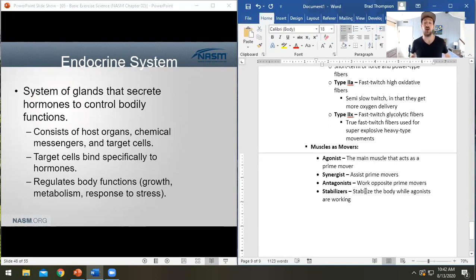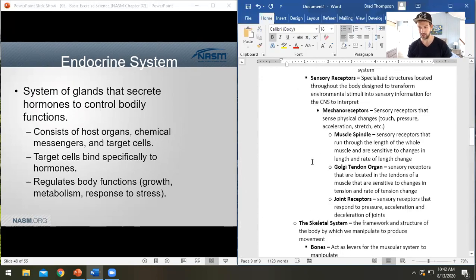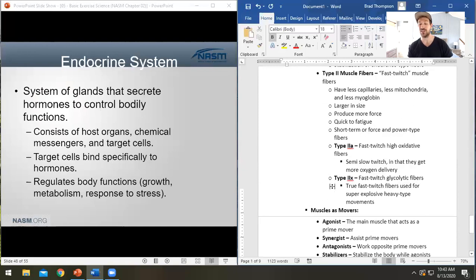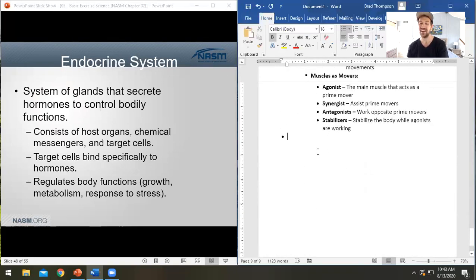All right. So the last little bit that we've got here is our endocrine system, which is not part of the kinetic chain. So we are actually going all the way back to the first line, because this is not officially part of the human movement system. It's a control system. I swear NASM couldn't figure out where to put this in the textbook. They didn't want to make a whole chapter out of it, so they just threw it in at the end.